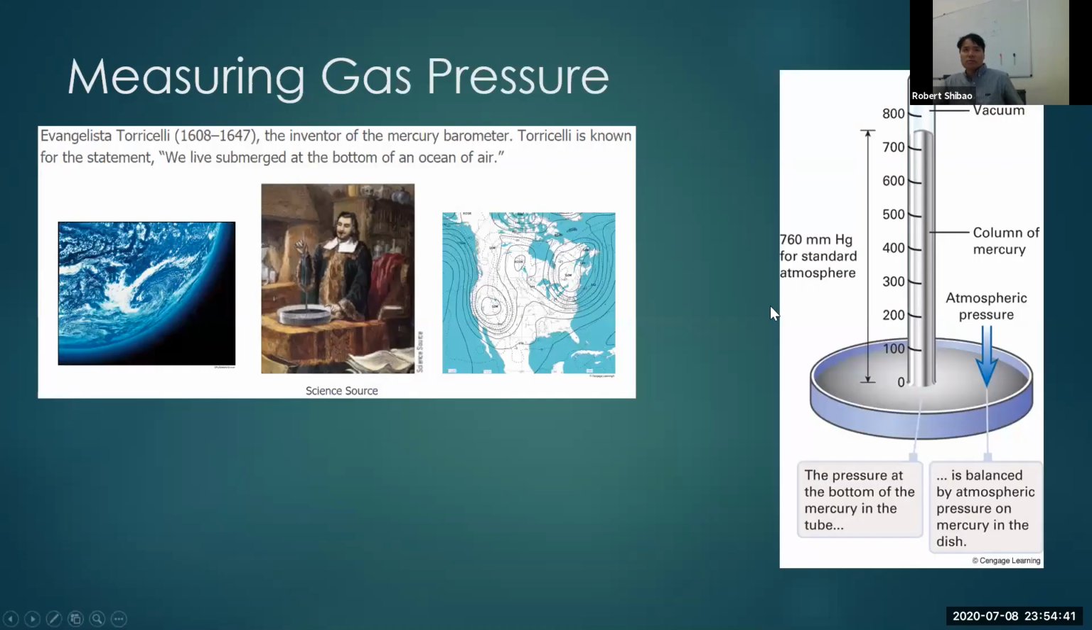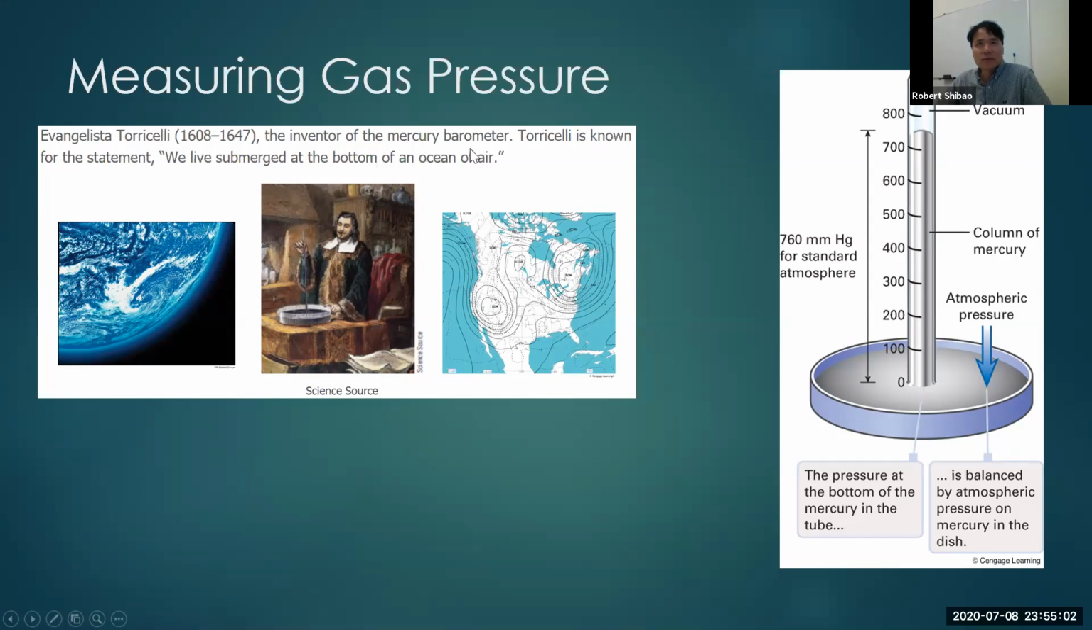And so how do we measure pressure? When we measure gas pressure, it depends on whether we're trying to measure the atmospheric pressure. This is the atmospheric. And atmospheric pressure varies. There are low pressure regions and high pressure regions. And who's this? This is Torricelli.